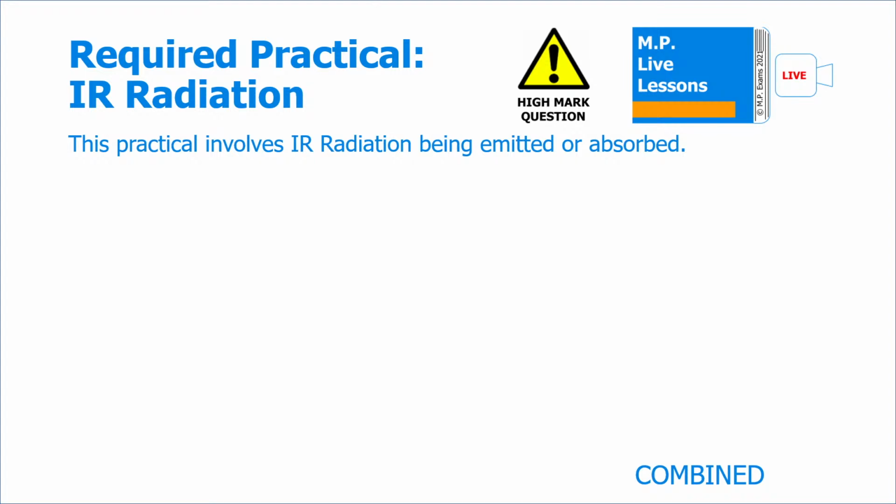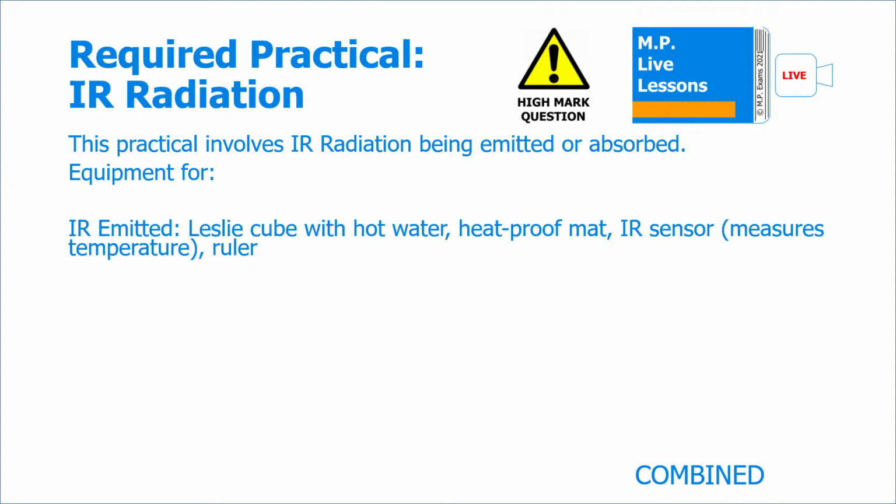Now, there's some common equipment you need to use for each practical. To investigate infrared radiation being emitted, you'll use a Leslie cube with hot water, and this Leslie cube will have different surfaces. You'll often use a heat-proof mat on the bottom, some sensors like an infrared sensor, this measures temperature, as well as a ruler.